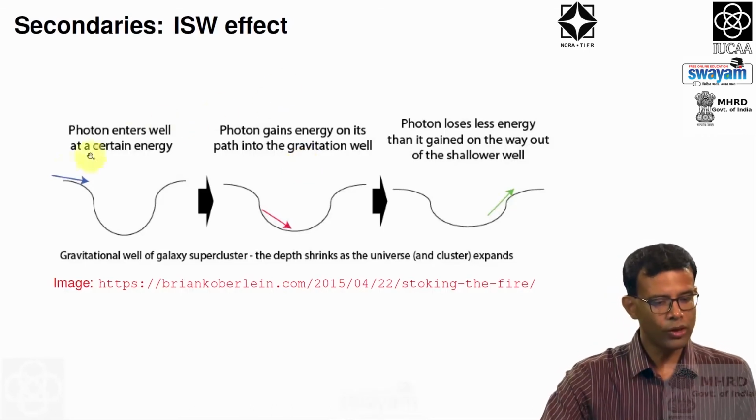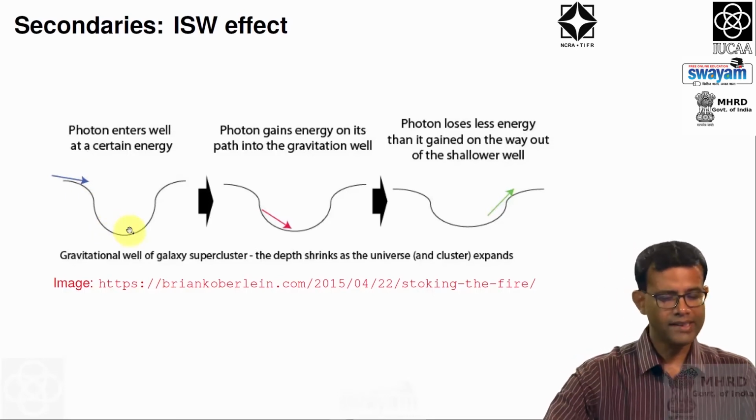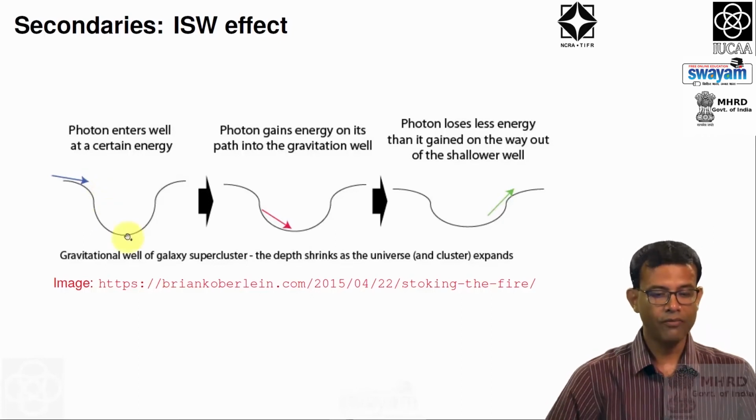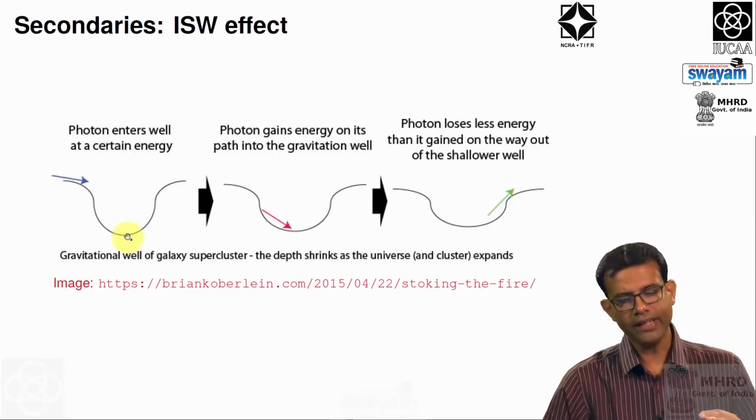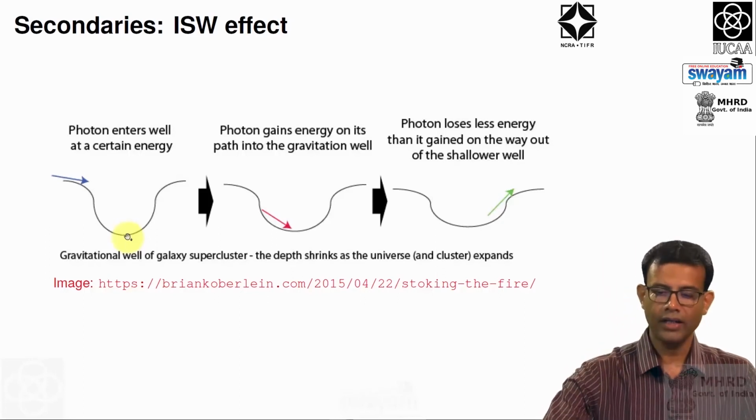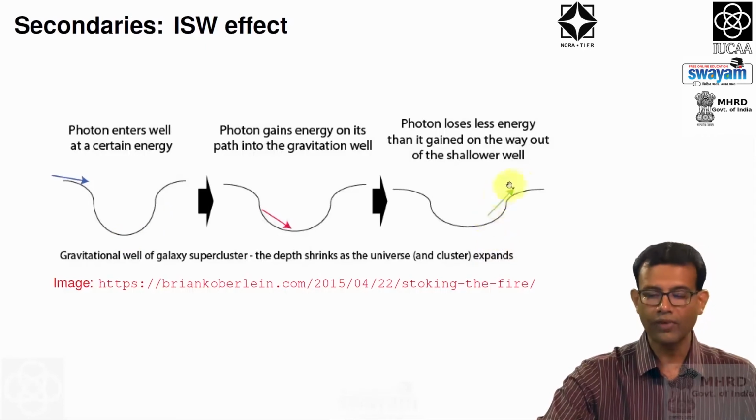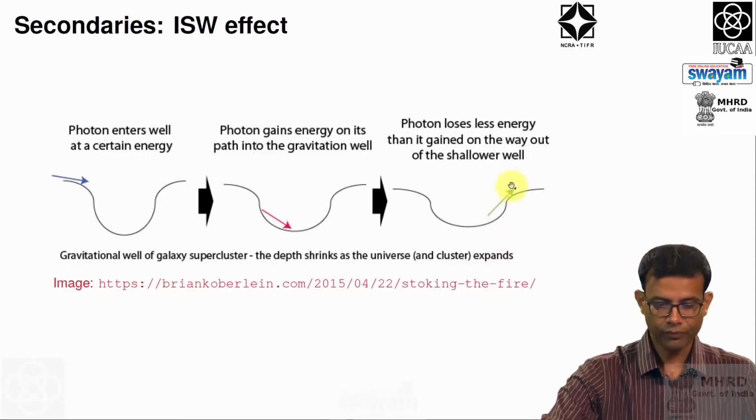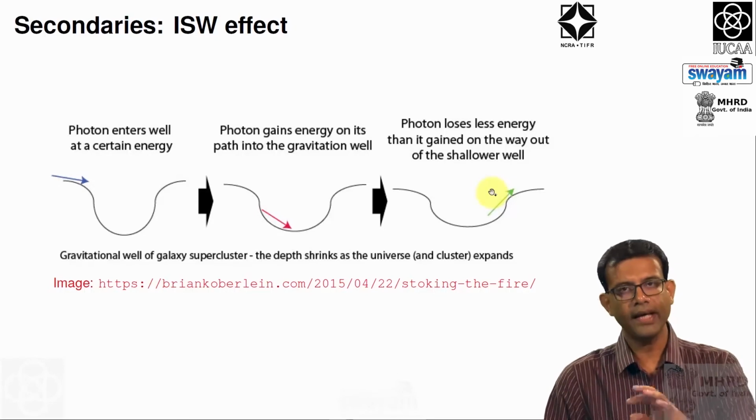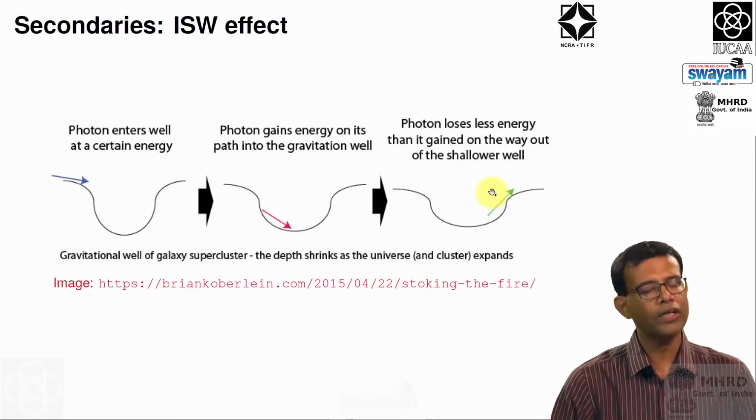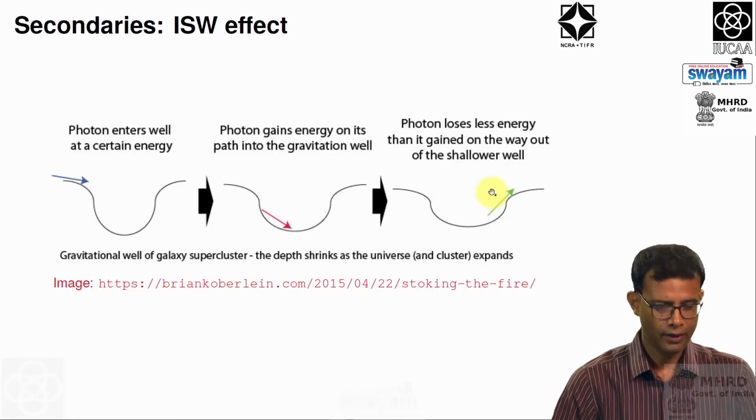So, the photon will enter this potential well with a certain energy. As it is falling down the potential well, it will gain energy, so it will be blue shifted. However, when it is coming out of the potential well, it becomes red shifted because it loses energy. If during this whole process the potential well does not change, then the loss and the gain will cancel each other. So, in effect you will not see anything at the end.